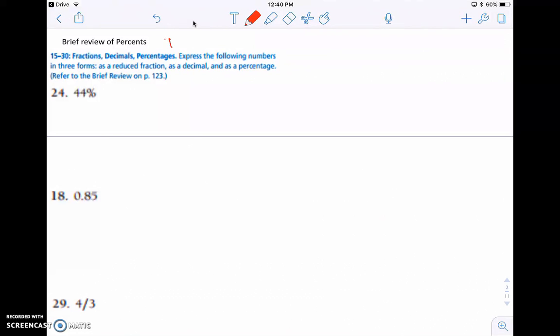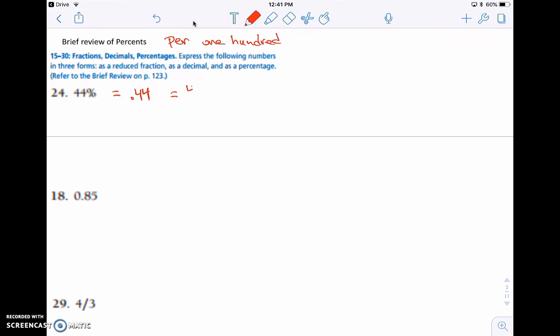Okay, a percent, another way to think of it, is per 100. In these three examples I have right here, we're going to express each of the following in three different forms: a reduced fraction, a decimal, and a percentage. So when you see 44%, as a decimal, you just move the decimal place left 2 when you go from a percent to a decimal. So 0.44 is 44%.